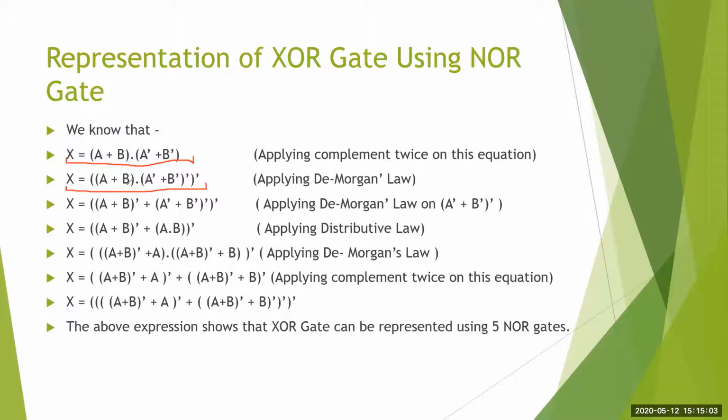And now if we apply De Morgan's law on this term. From De Morgan's law, we know that (A dot B) whole complement equals A complement plus B complement. So we get (A plus B) complement plus A complement plus B complement, then its complement, and the rest of the expression will remain as the last expression. Then we can apply De Morgan's law on this term, (A complement plus B complement) complement.